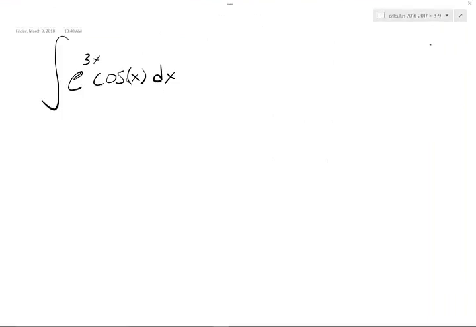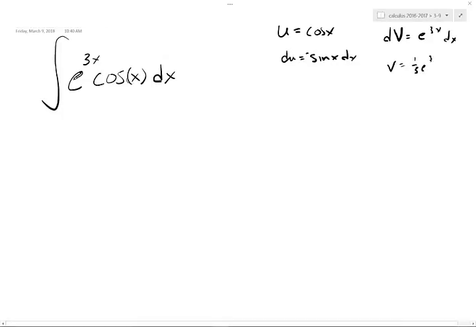All right, friends. I think we all agree that this is this, and this is this, yes? I think we all got that. And I feel like we got dv is equal to e to the 3x, which of course means that v is equal to 1/3 e to the 3x. Yes? And then I feel like most of us got this part right.